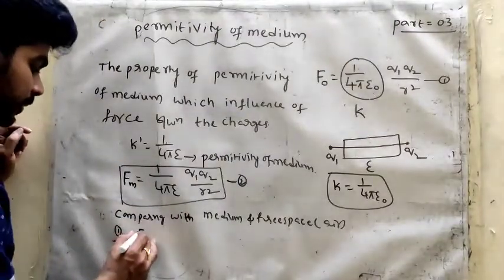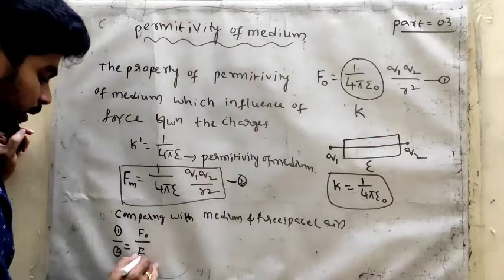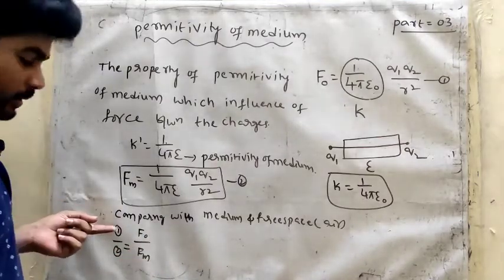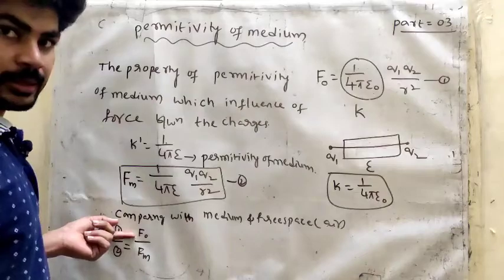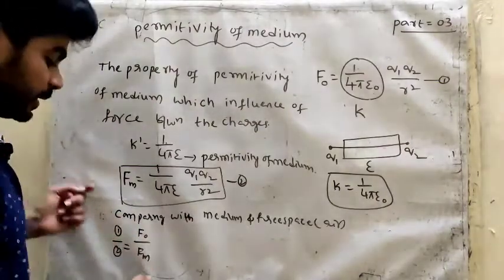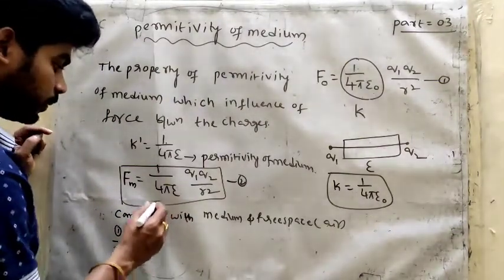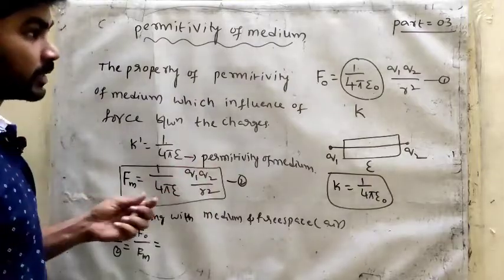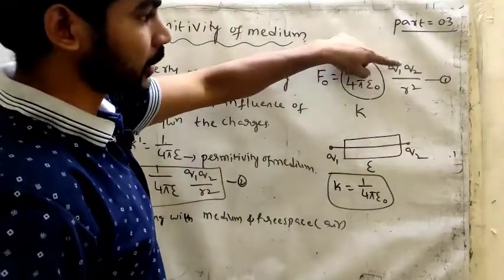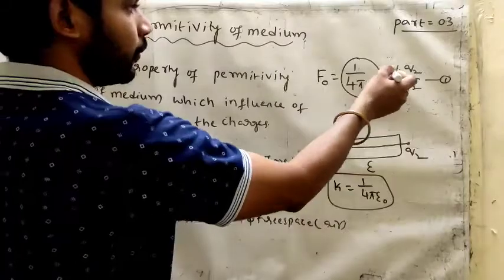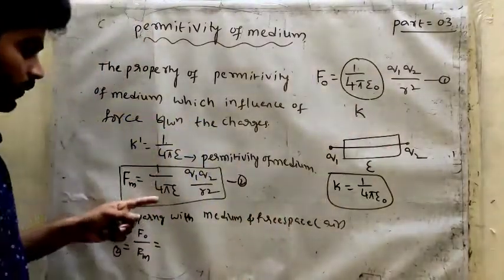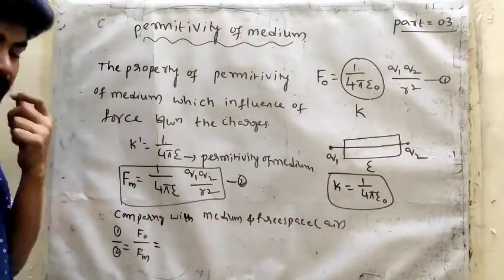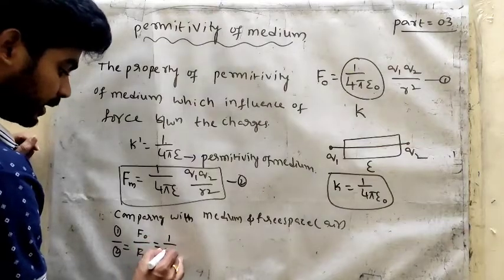What can we write here? F naught by F_m, the Coulomb's force in free space by the Coulomb's force in medium. Here 1 by 4 pi epsilon naught Q1 Q2 by R square, and 1 by 4 pi epsilon Q1 Q2 by R square. These terms cancel.